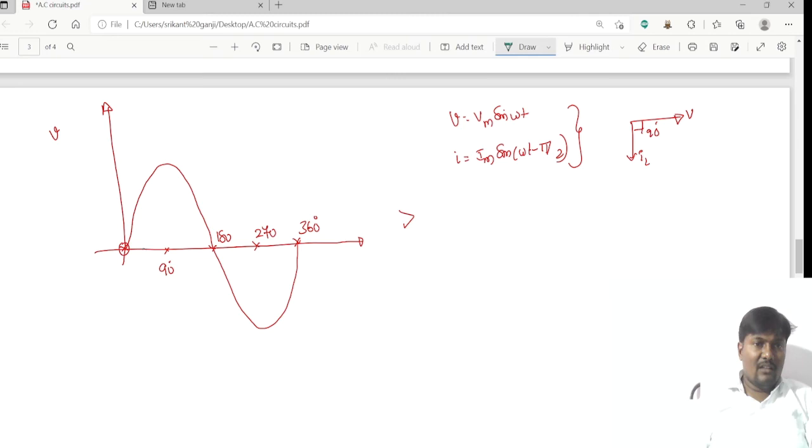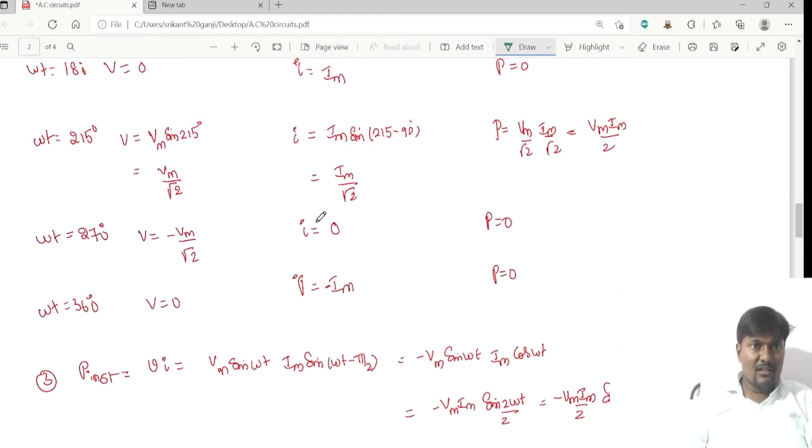In between I have 45 degrees, 135 degrees, 180 plus 45, which is 225, and 270 plus 45, which is 315 degrees. Okay, and the current waveform will start after pi by 2. So this will be 0, by taking all the values.